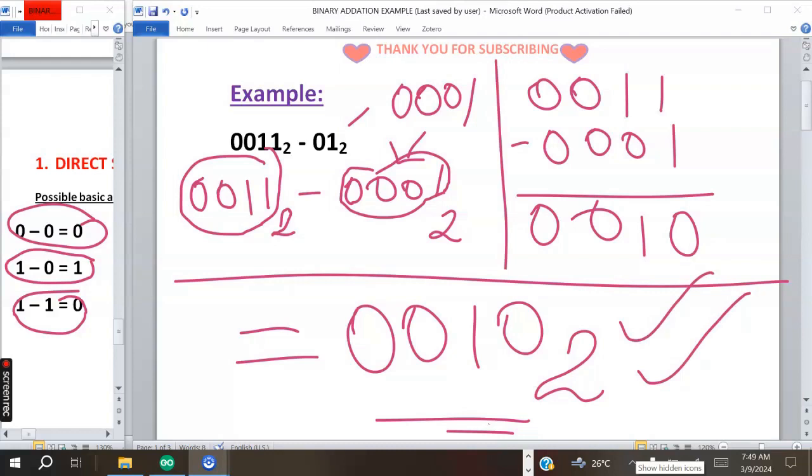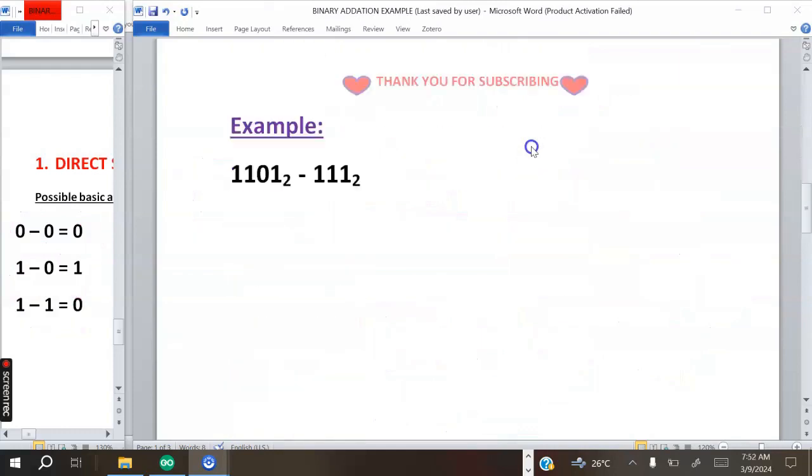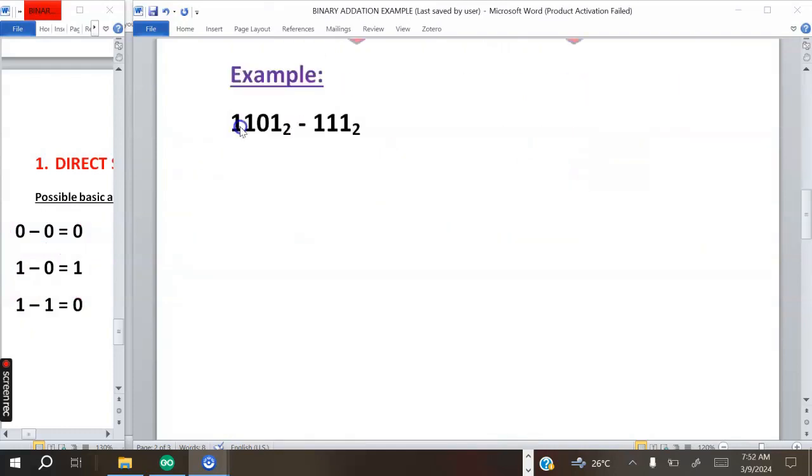Okay, let's move to our next example, where we have 1, 1, 0, 1 base 2 minus 1, 1, 1 base 2. Remember the rules. Rule number 1 is to ensure that the number of binaries are equal. If you have 4 binaries, the other side should always have 4, so that they are equal on both sides. So for you to ensure that both sides have an equal number of binaries, you are supposed to add zeros on the left hand side.